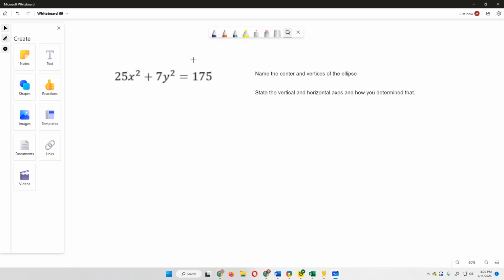Everyone, this is Jason. We're going to look at a problem in Algebra 2. We're given an equation for an ellipse, not in standard form, and we want to figure out the center of the ellipse and the vertices, and then we want to state the major axis. So which one is the major axis?